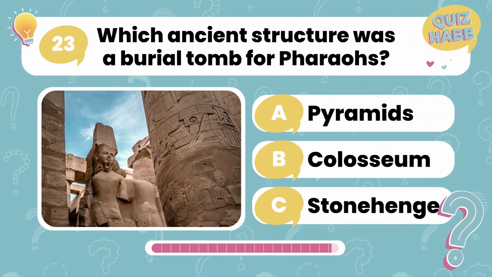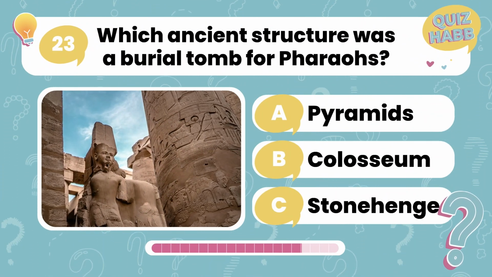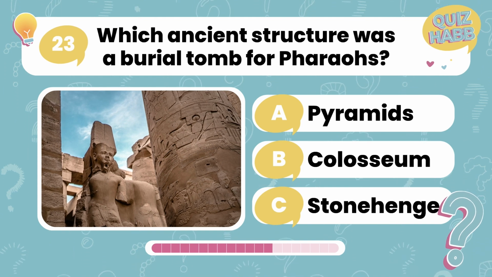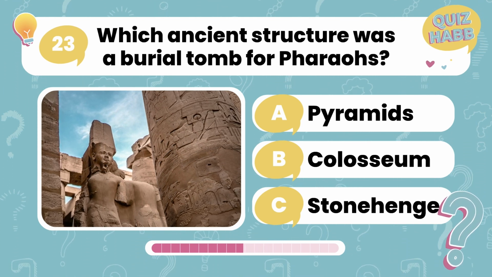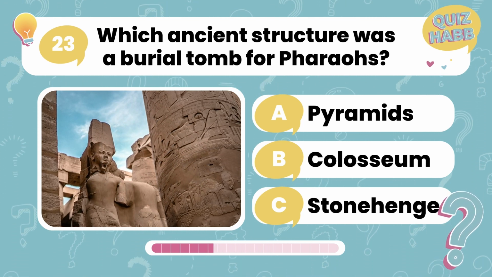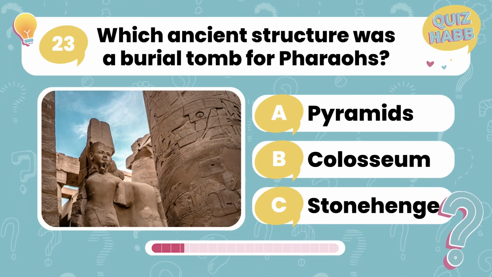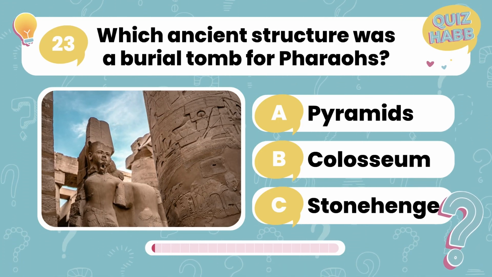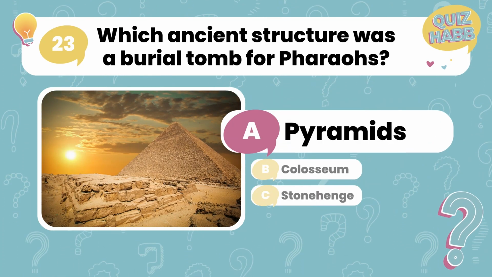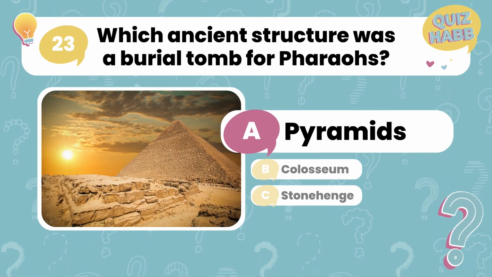Which ancient structure was a burial tomb for Pharaoh? A. Pyramid. B. Colosseum. C. Stonehenge. Correct answer, pyramids. Built in Egypt as royal tombs.